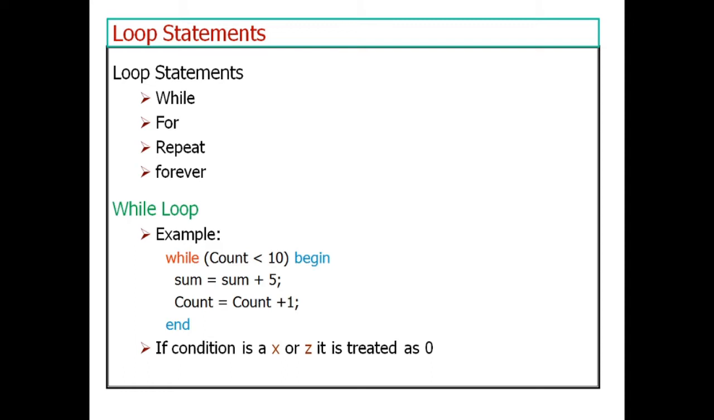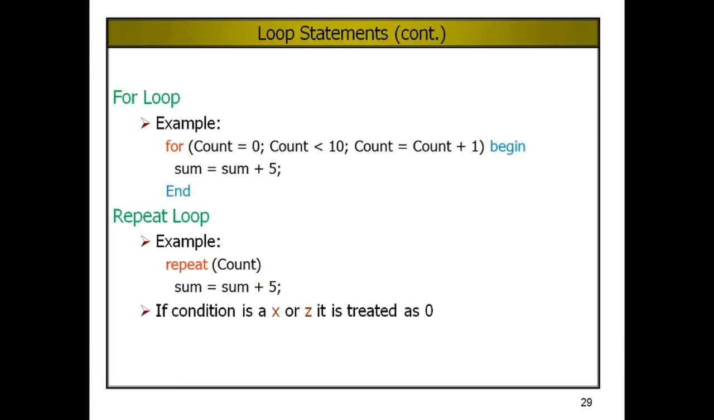Next one is the for loop. Generally we have the syntax for the for loop, which is divided into 3 parts. One is the initial condition, or initialization of a variable.